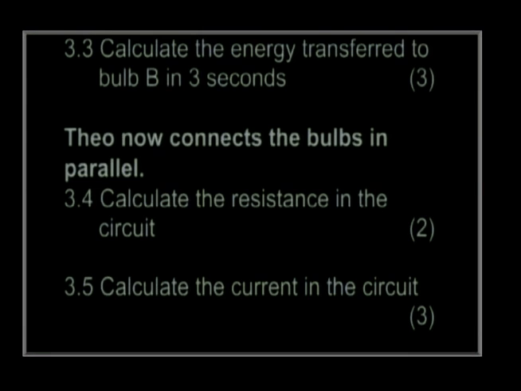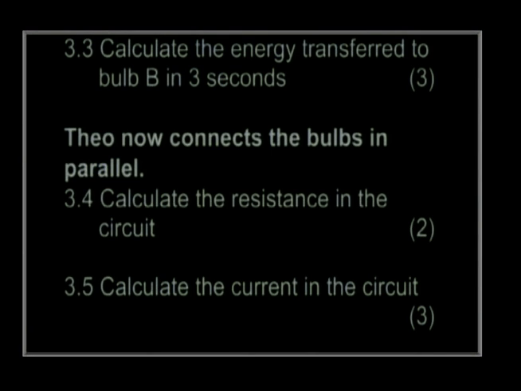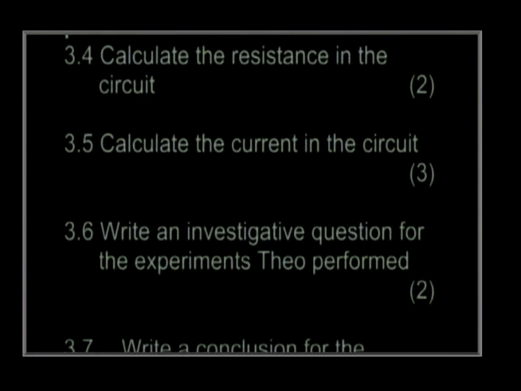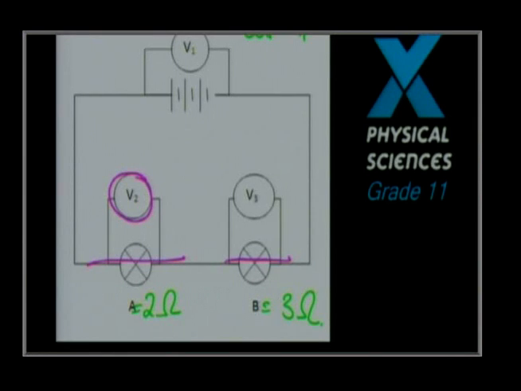Theo now connects the bulbs in parallel. Now remember, when he does the parallel connection, immediately he reduces the overall resistance in the circuit. So your resistance for the circuit is going to decrease. They want us to first of all go and calculate the resistance for the circuit, and from there we'll look at how that affects the current. So onto our information calculation sheet.